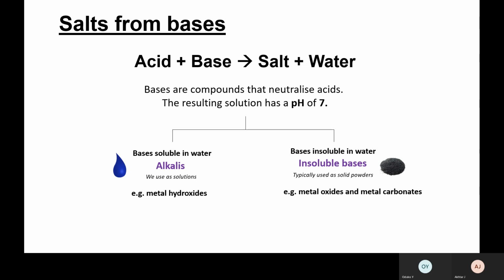The other type of base doesn't dissolve in water, and we call them simply insoluble bases. And so when they are used in experiments, they are in a solid powdered form. They're things like metal oxides or metal carbonates. They don't dissolve in water, but they do dissolve in acid, and you need to know what the products are when they do dissolve in acid.